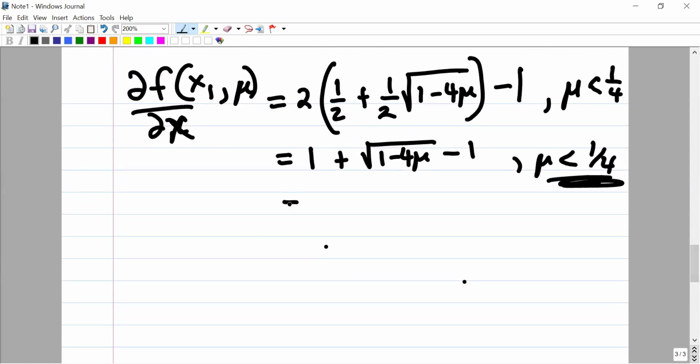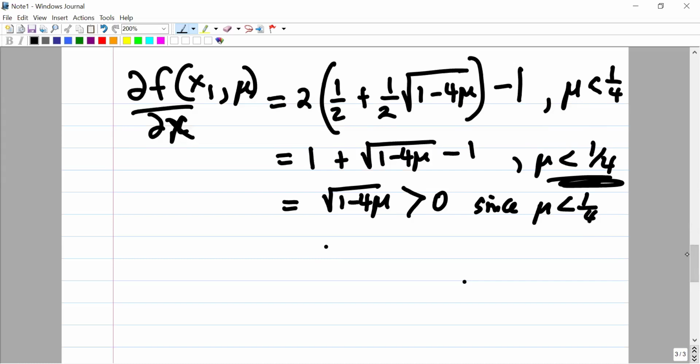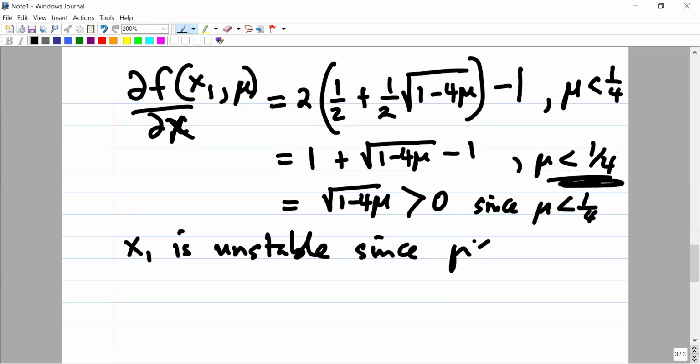So I can now see that this is just 1 minus 4 mu. But remember, mu is less than 1 over 4, which means this square root is actually greater than 0. So what does this mean? It says x1 is unstable since mu is less than 1 over 4.